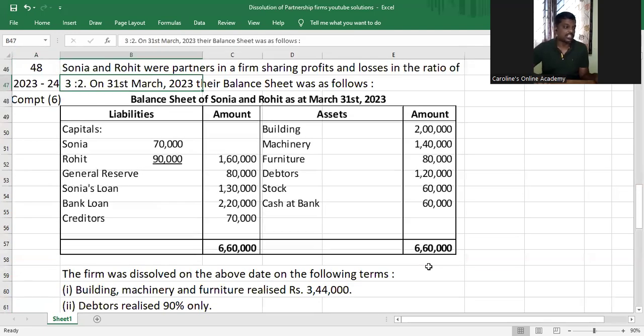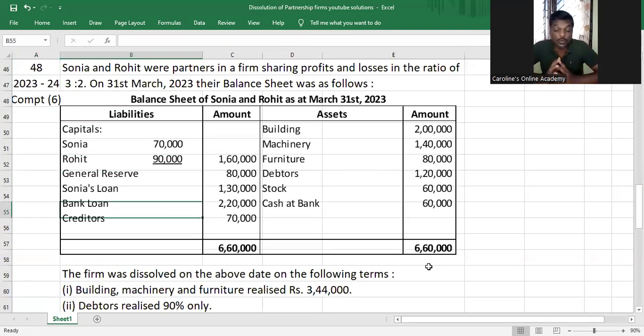Let's go ahead and solve the question now. The first thing that we need to do while solving a realization account problem is to transfer all the assets and liabilities to the realization account. The assets on the asset side of the balance sheet will go to the debit side of the realization account. Understood? Debit side. There are no debit and credit sides in the balance sheet, but the asset side of the balance sheet is on the right hand side, as you can see. And all the assets will go to the left-hand side of the realization account, which is the debit side.